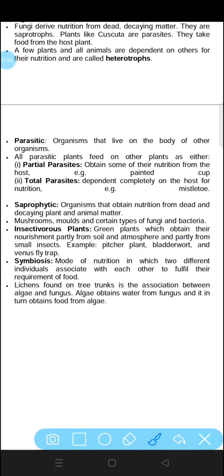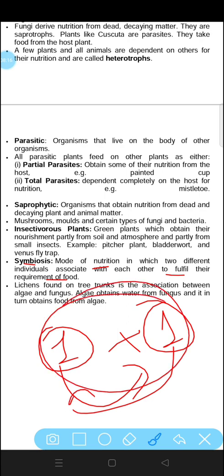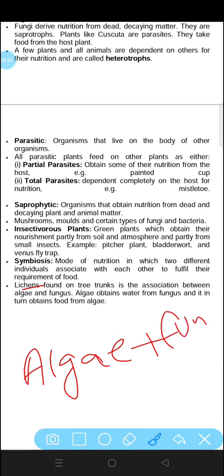Next is symbiosis. Symbiosis is a mode of nutrition in which two different individuals associate with each other to fulfill their requirement of food. Suppose two persons are dependent on each other. One is supplying food and the other is supplying water and nutrients. So this is basically a symbiosis process in which two categories live with each other to fulfill the different demands of each other. For example, lichens. Lichens are the symbiotic relationship of algae and fungi. Algae and fungi live in a symbiotic relationship.